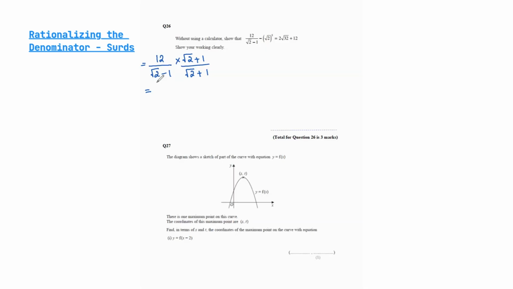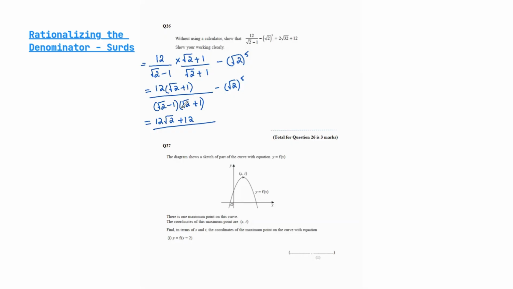If it was just 12 over root 2, then you would multiply and divide the fraction by root 2. That's it. But in this case, you don't just multiply it by root 2. You have to multiply and divide it by root 2 plus 1. So this comes as it is on the side. Let's keep it like this. So it's going to be 12 times root 2 plus 1 over root 2 minus 1 times root 2 plus 1, minus root 2 whole power 5. So that's 12 root 2 plus 12 over.